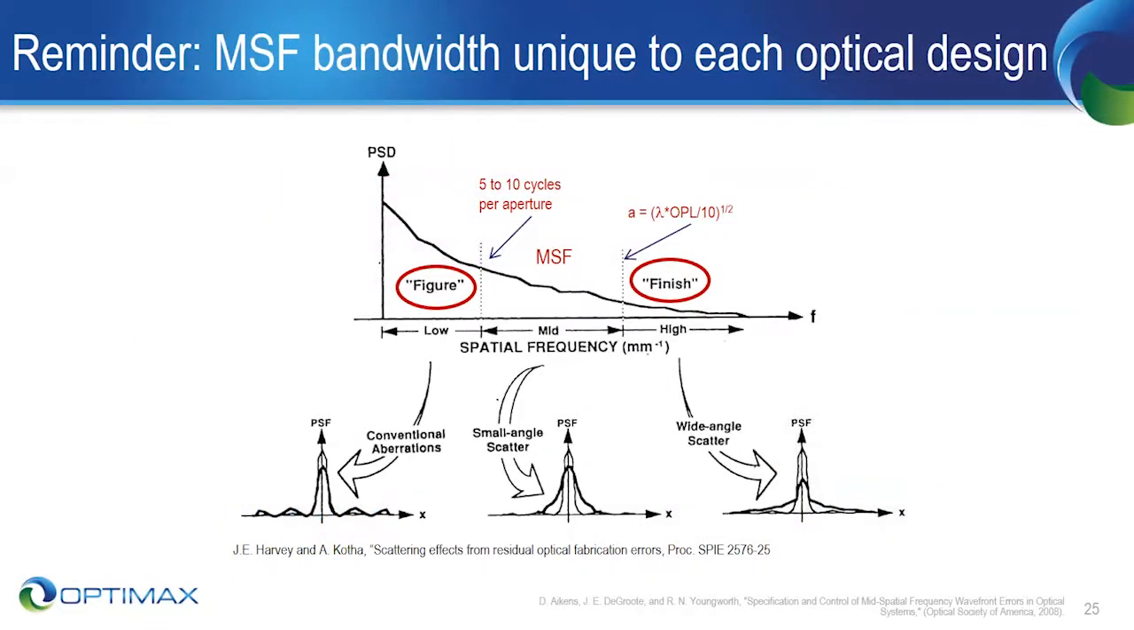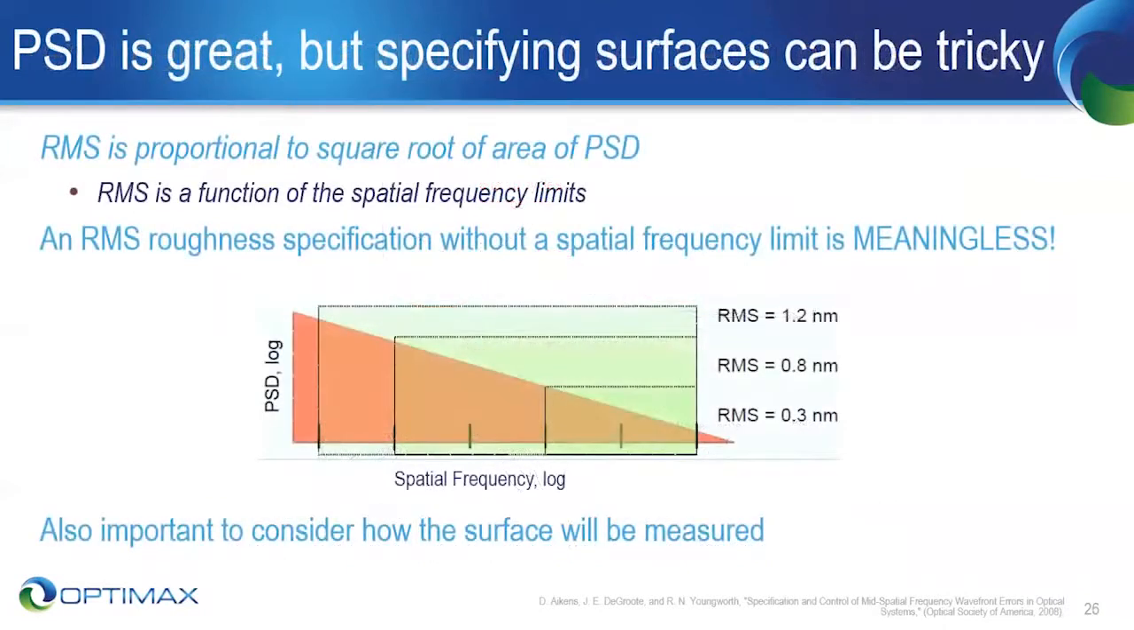And so this is where the designer needs to be able to communicate, well, what's important to you in order to make sure that you have the highest performing optic in the end. And I've mentioned PSD several times. And so why not do that? So why not just use PSD as a specification? And it's a great tool. It's really good for visualization, but specifying surfaces can be tricky with PSD.